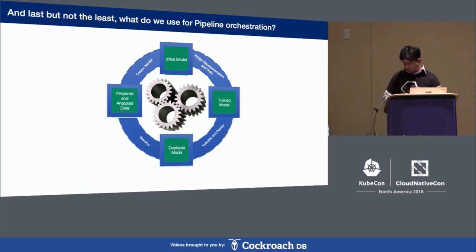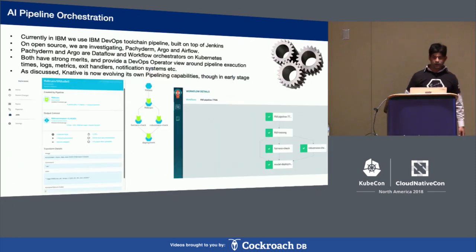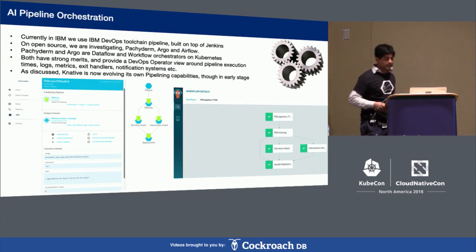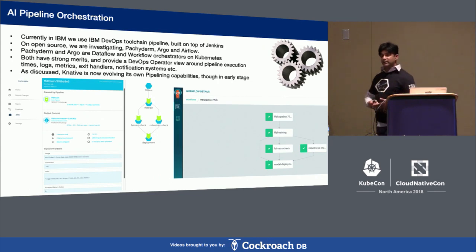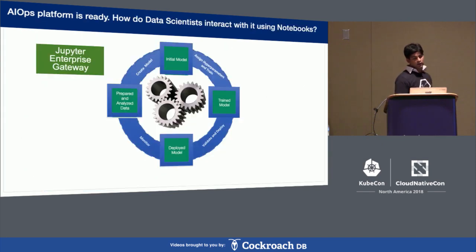So we trained our model, we deployed our model, we are able to validate it using robustness check, fairness check, right? What do we use for pipeline orchestration? Well, so internally within IBM, right now we are using IBM DevOps toolchain, which is built on top of Jenkins. On open source, we are investigating a lot of technologies: Pachyderm, Argo, Airflow. All these are interesting technologies which we are investigating for AI pipeline orchestration, right? KNative actually comes with its own pipeline, though the caveat here is, it's still in very early stages, changing and evolving rapidly.